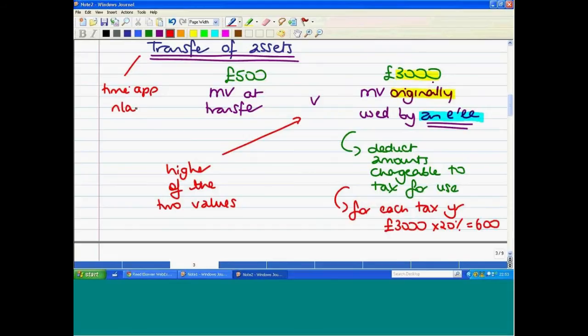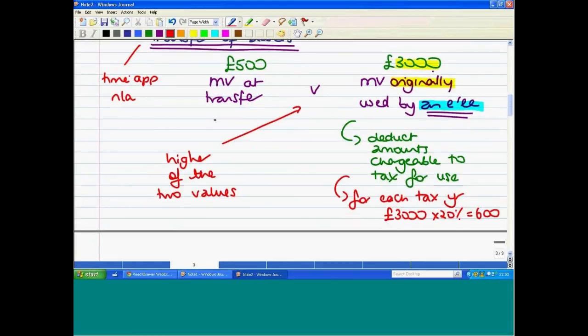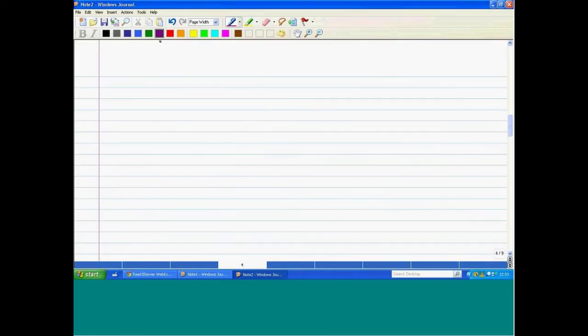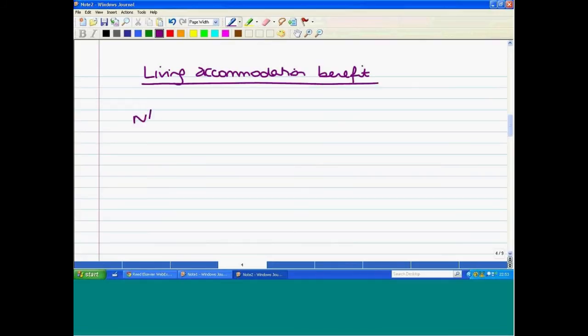Now that brings us down to the final benefit. So the final benefit is the living accommodation benefit. So let's have a look at that one and the different twists that we can see. Now the first thing to mention is obviously not everyone has a chargeable benefit here. So it's not going to be applicable for job-related people. And remember, these are the people which need to live in a property for, let's say, security purposes.